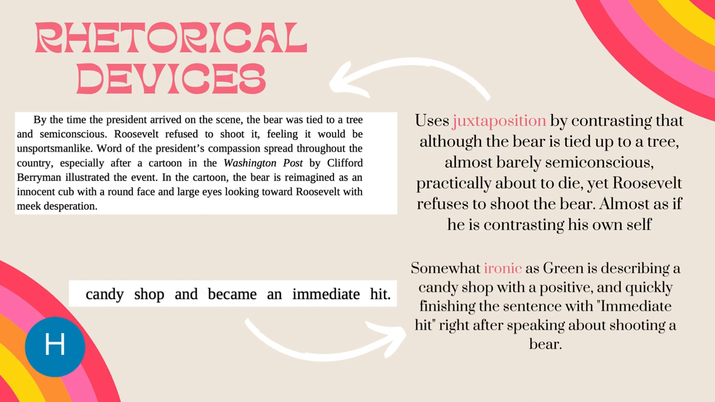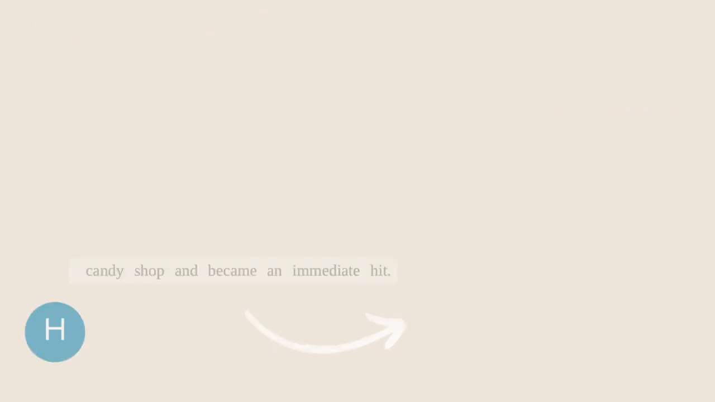Next, I think it's somewhat ironic as well that as Green is describing a candy shop with a positive, he quickly finishes the sentence with "immediate hit" right after speaking about shooting a bear. So I think that also comes into play, because "shooting" and "hit" are both very, a little bit of a tone word, and I think that that kind of has something to do with each other.